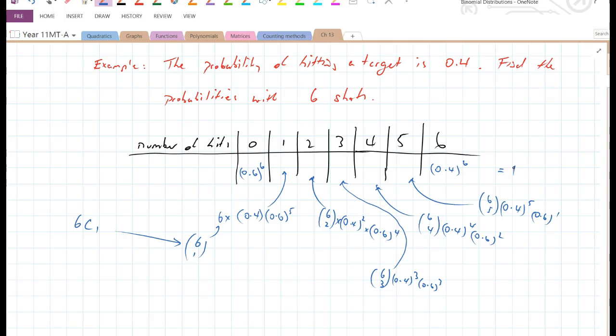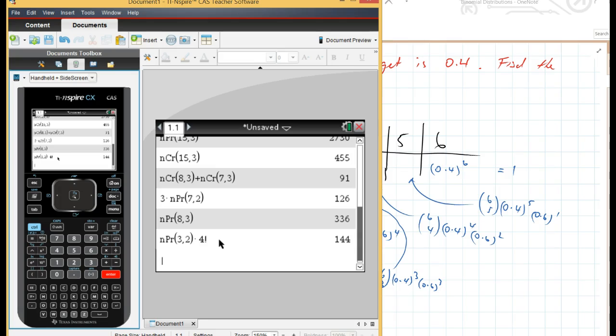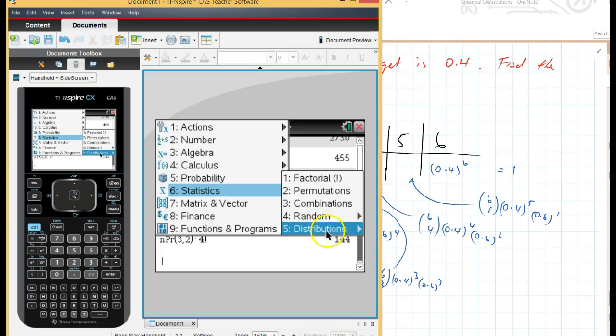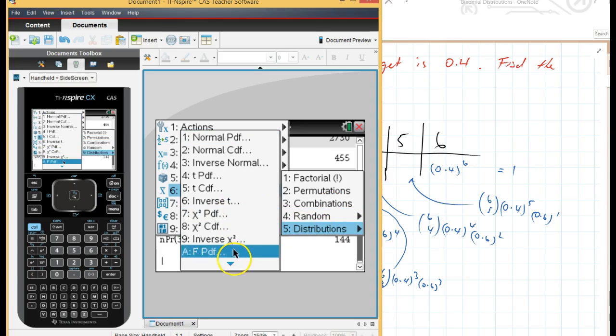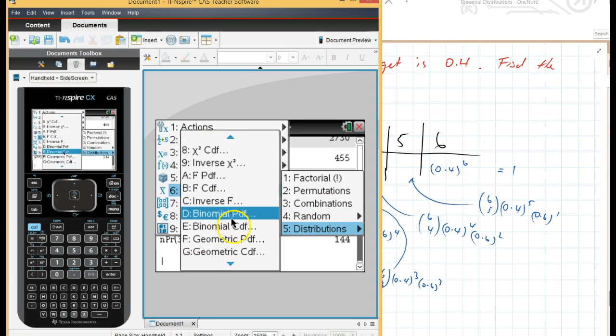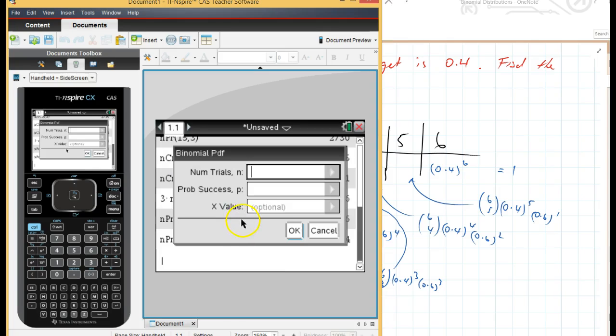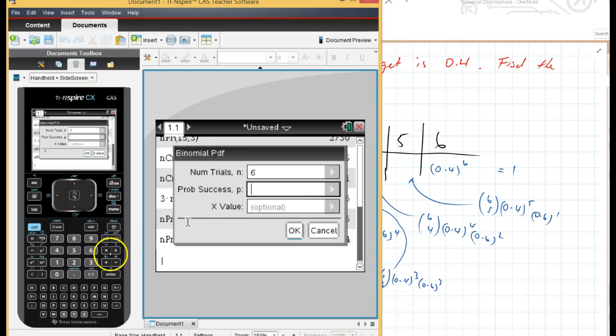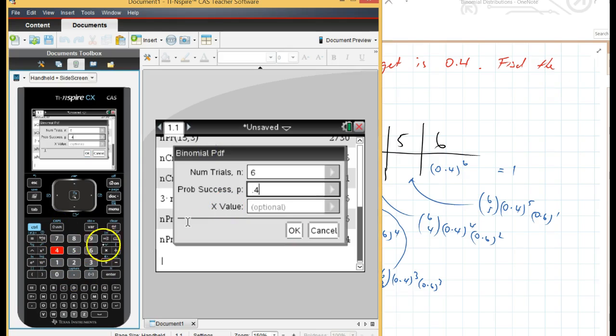We can put in, I'll show you on here, there's this thing called a binomial distribution. So in menu, probability, distributions, way down at Binomial Pdf. Right, this number of trials. So the number of trials here was 6. The probability of success was 0.4. Remember, we defined it as.